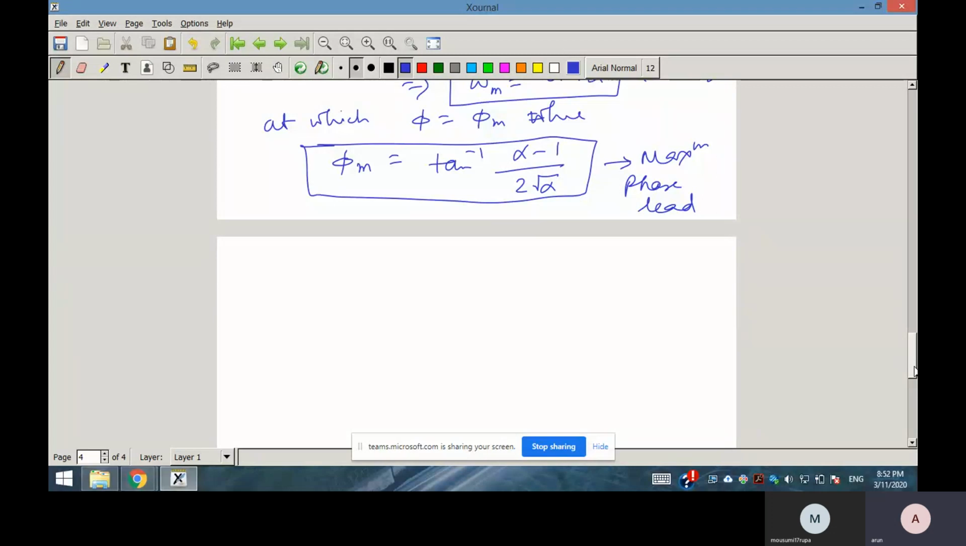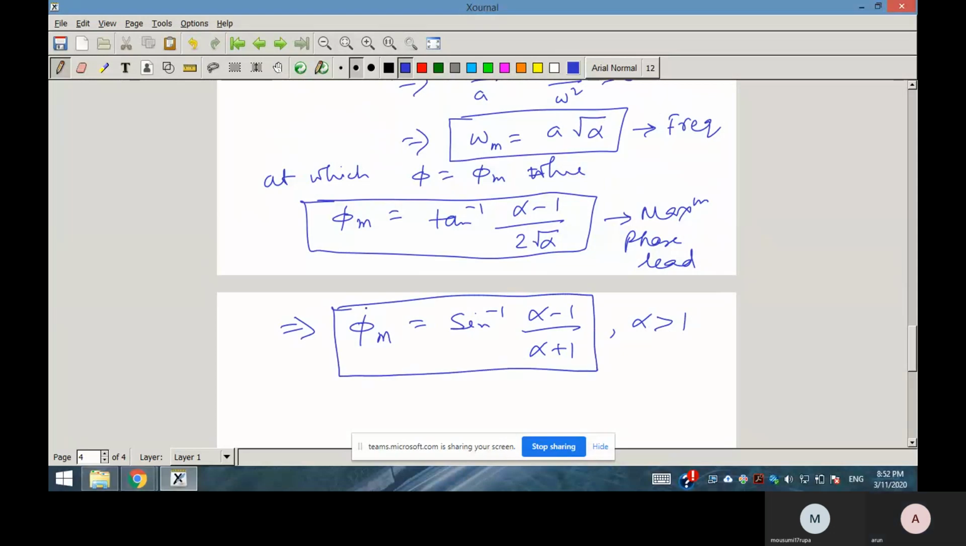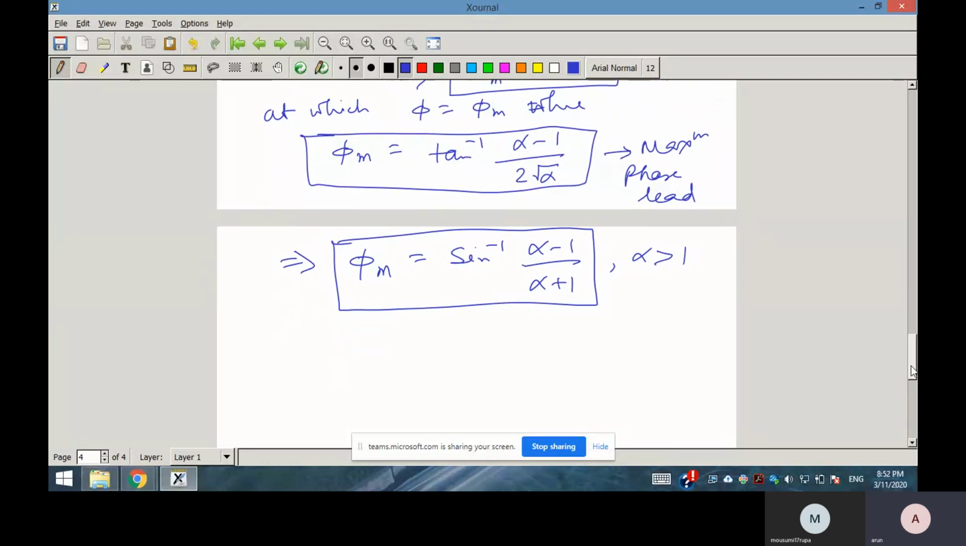So now what is the Bode plot of... Before that, this phi m you can also write like this: phi m equal to sine inverse of (alpha minus 1) by (alpha plus 1). Of course here alpha is greater than 1. So this is the maximum phase lead. So this you can also write.